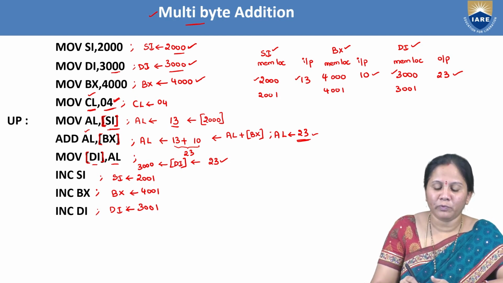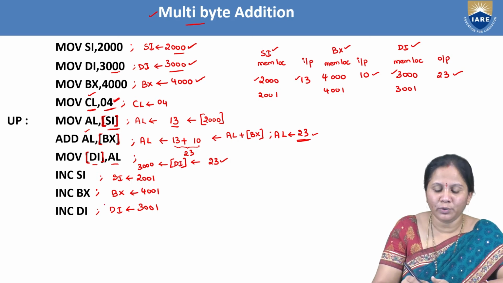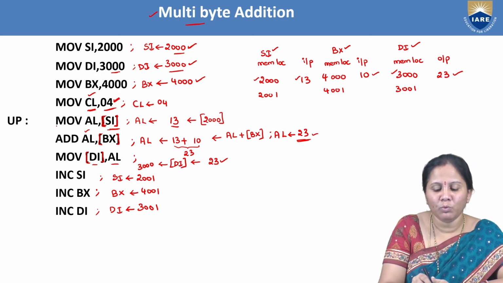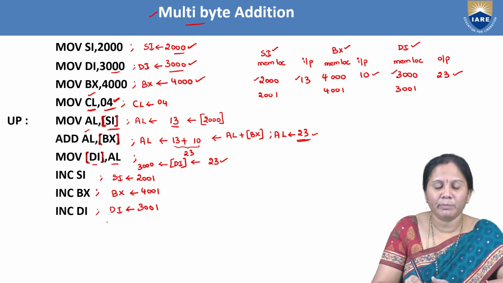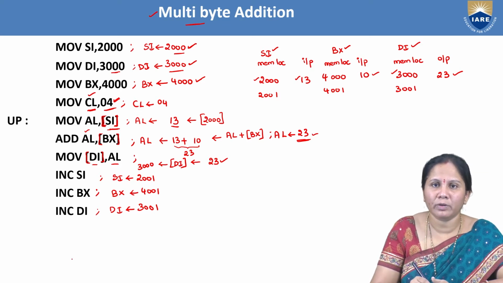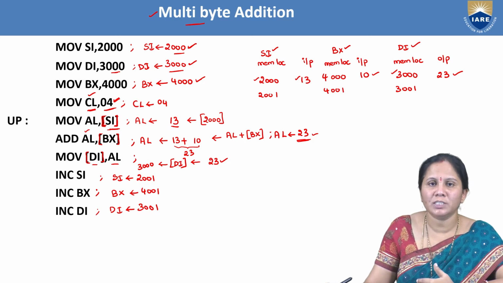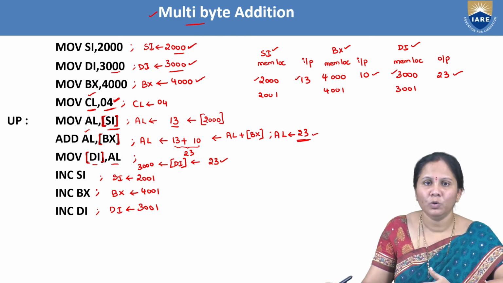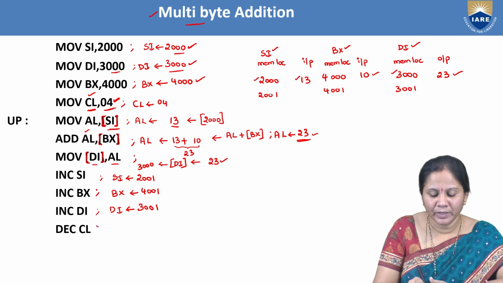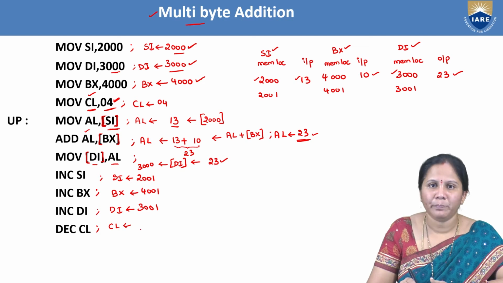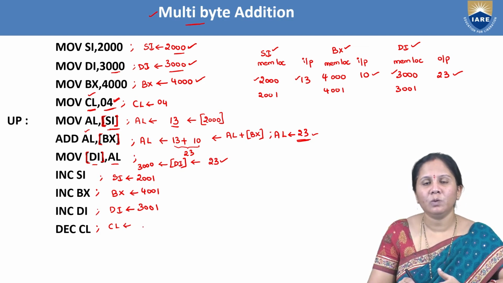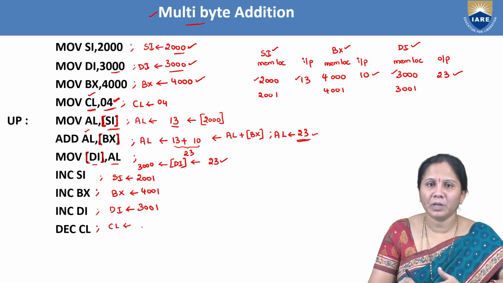Now, in order to perform the same operation, there is no need to write the same set of lines like MOV AL, [SI], ADD AL, [BX], MOV [DI], AL again in the program. It is unnecessary. Instead of that, we can repeat the same instructions by writing a loop. So here, next one is DEC CL. The CL value will be decremented by 1 after performing one operation.